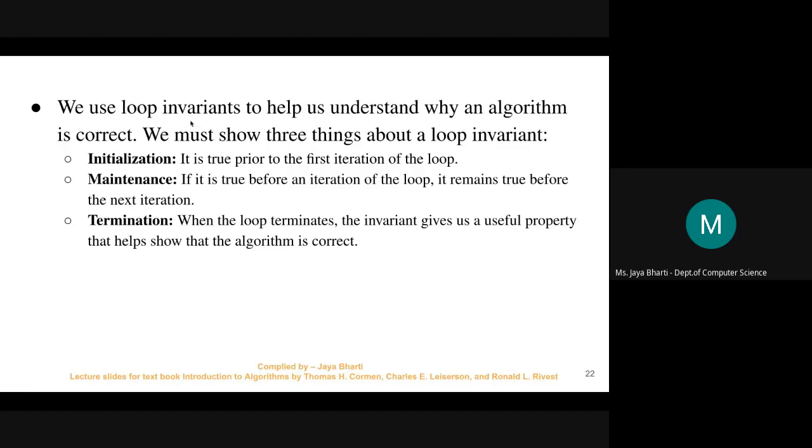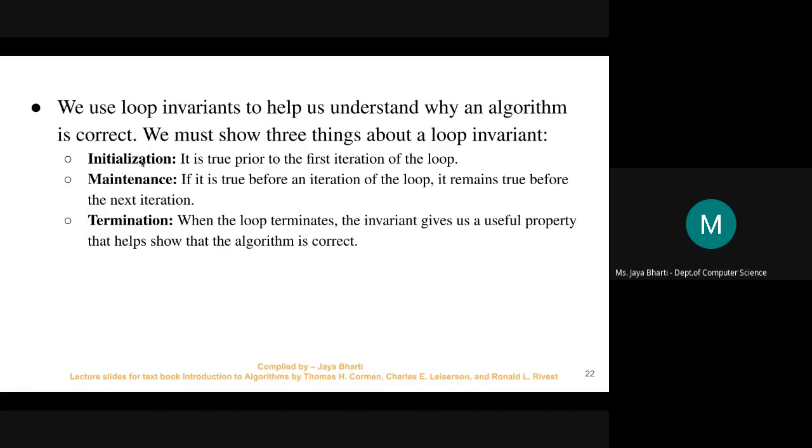We use the loop invariant to help us understand why an algorithm is correct. Whatever algorithm you have, why is it correct? We must show three things about a loop invariant. If you want to identify whether our algorithm is correct or not, we need to do it using the loop invariant. So we need to identify three things: first initialization, then maintenance, and then termination.